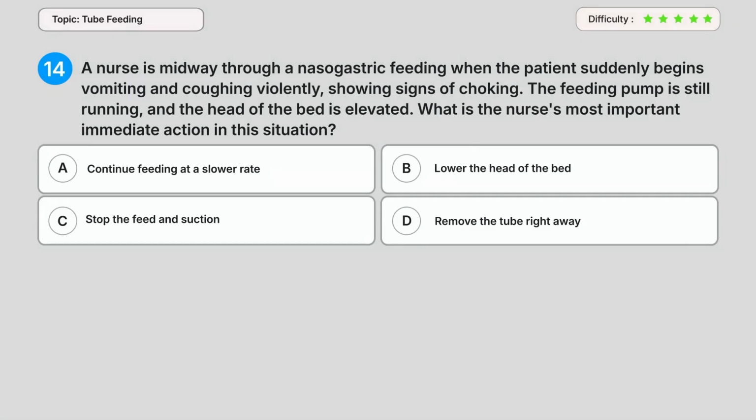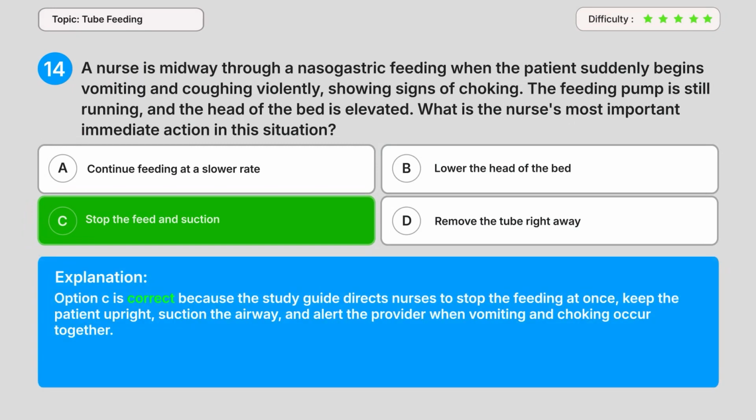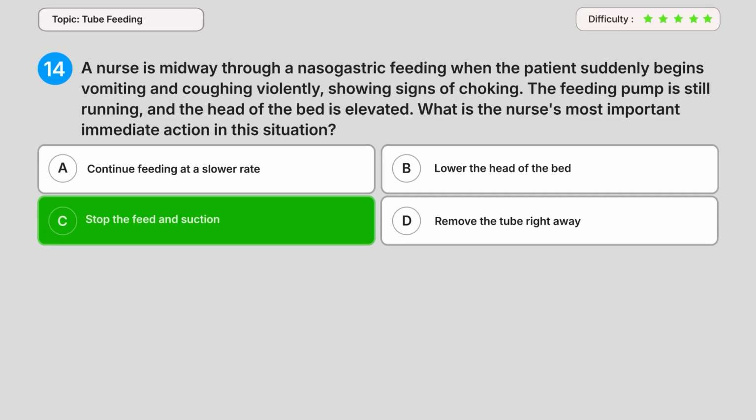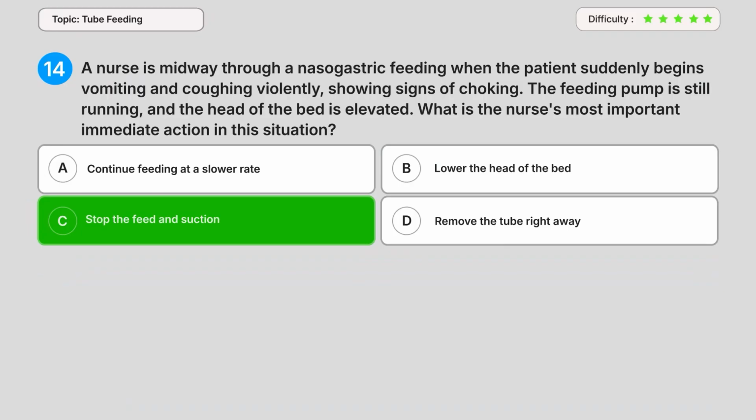Correct answer. C. Stop the feed and suction. Option C is correct, because the study guide directs nurses to stop the feeding at once, keep the patient upright, suction the airway, and alert the provider when vomiting and choking occur together. Option A is incorrect because continuing formula during vomiting and choking keeps pushing material toward a compromised airway, directly raising aspiration risk instead of relieving the immediate respiratory threat present.